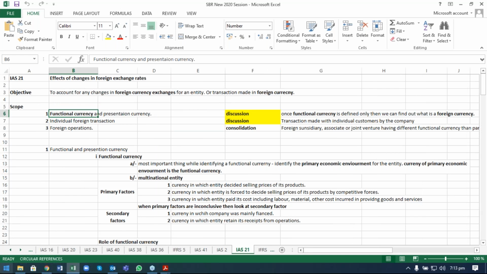IAS 21 provides a complete, thorough guideline on how you can identify the functional currency of any company. So the functional currency in this case, am I not audible?